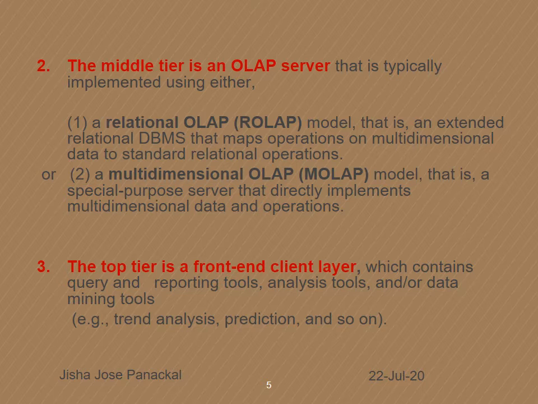And the third, that is the top tier. The third one, the top tier, is a front-end client layer which contains query and reporting tools, analysis tools, and we can have data mining tools. We can do trend analysis, prediction, and so on. And based on the requirement, we can go for any one of these. It will be done with the help of such tools. So these are the three tiers in a data warehouse architecture.